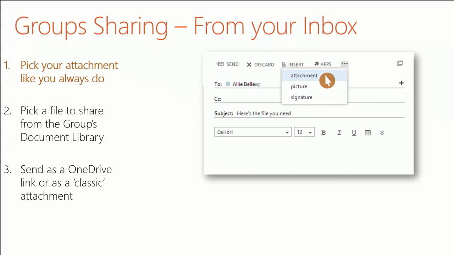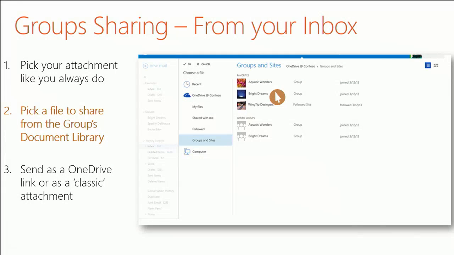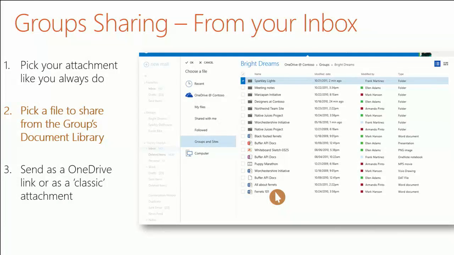So you do that the same way that you did everything else. I've got a file that I want to pick from one of my groups, my Sports Nuts group. So I'm sending an email. I go to pick my attachment. But now, besides just seeing my own OneDrive, I'll also be able to see groups and sites that I am a member of. If I click on my groups and sites, then I see the ones I've marked as favorites and all the ones that I've joined as well. And in this case, I want to get a file off of my Bright Dreams group. So I click on Bright Dreams. There are all my files that are part of my Bright Dreams group.